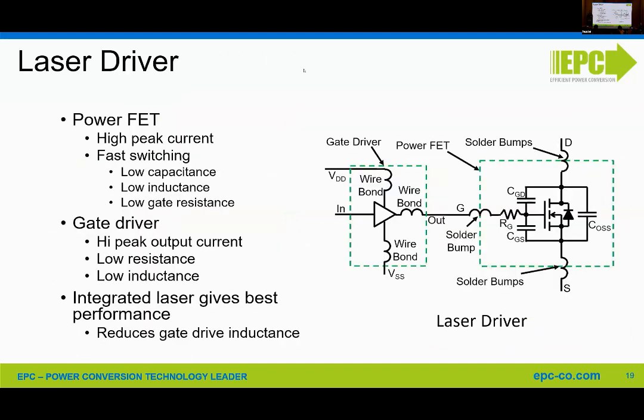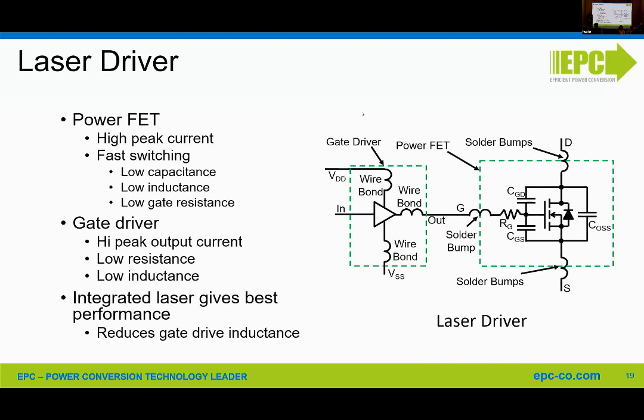Okay, so the laser driver itself has to have a high peak current. Okay, it has to have very fast switching, and the fast switching has to do with the parasitic capacitances of the laser driver. These consist of the gate to source capacitance, the gate to drain or Miller capacitance, and also the output capacitance. Okay, in addition to the power element, you're also going to have the gate driver of the power element. Now, in some cases, these are integrated together, and in some cases, they're separate with a discrete FET and then an integrated circuit gate driver.